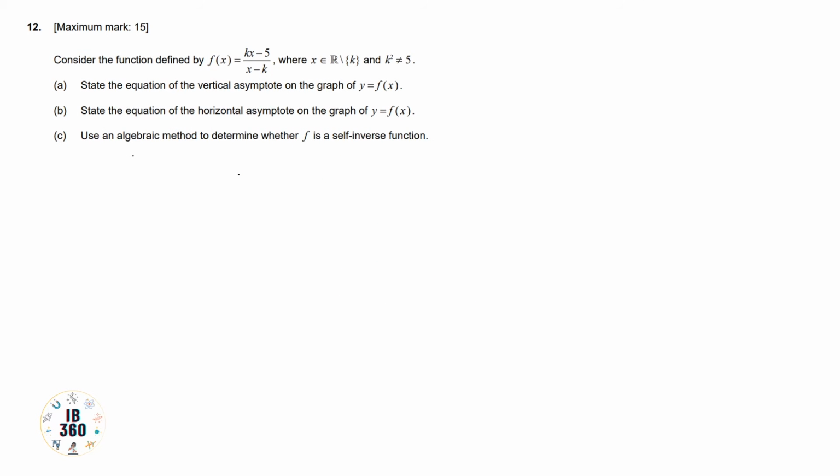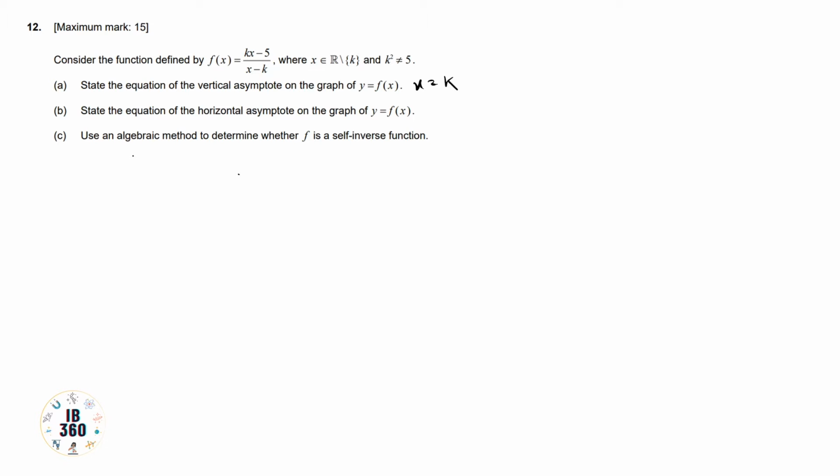Last problem: state the equation of the vertical asymptote on the graph of y equals f(x). For the vertical asymptote, it will be x equals k. So here you can see the vertical asymptote, x equals k, and we have to find out the horizontal asymptote.